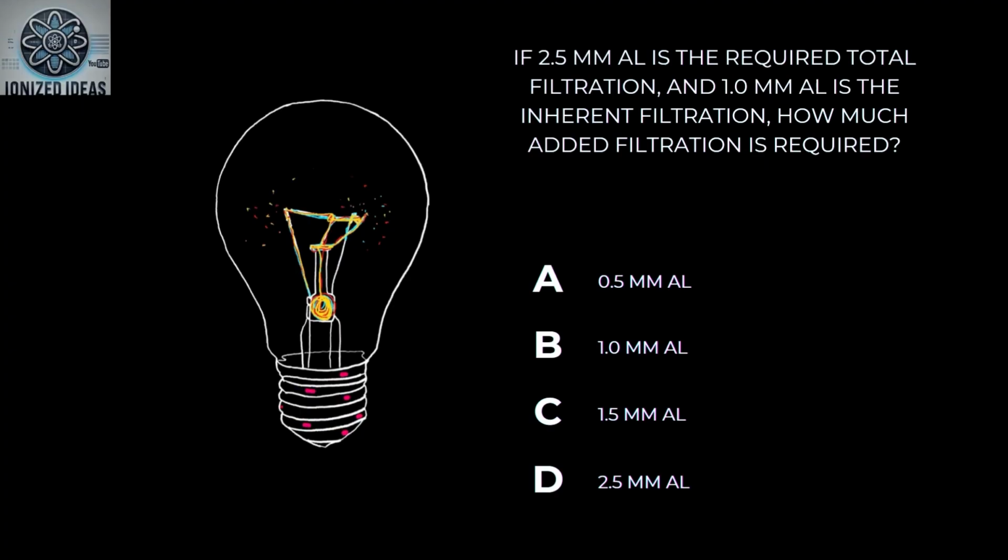If 2.5 mm Al is the required total filtration, and 1.0 mm Al is the inherent filtration, how much added filtration is required? A. 0.5 mm Al, B. 1.0 mm Al, C. 1.5 mm Al, D. 2.5 mm Al.